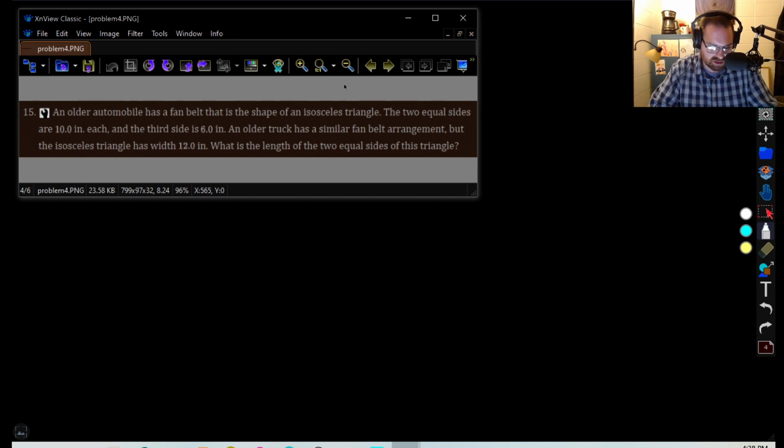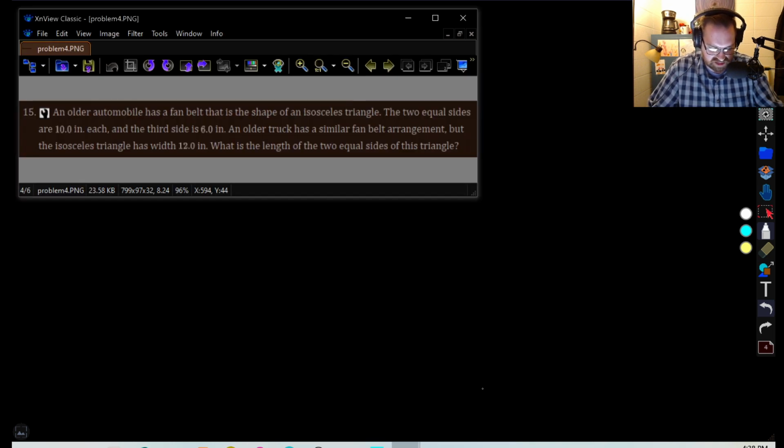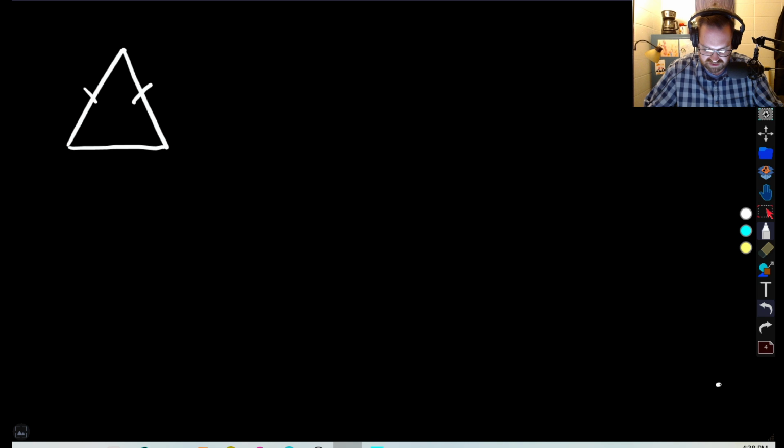Here's my problem. An older automobile has a fan belt that's the shape of an isosceles triangle. That's kind of an important part. When you're dealing with isosceles triangles, it's telling you that it is a triangle where this length and that length are the same. Let's go back. The two equal sides are 10 inches each, and the third side is 6. So this is going to be 10 inches, 10 inches, 6 inches.